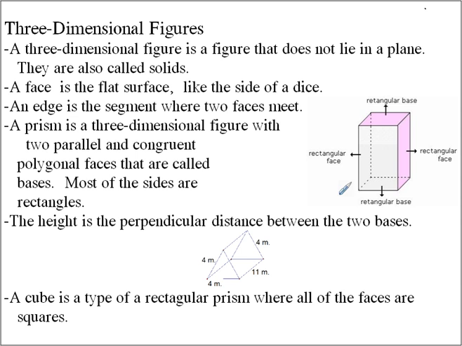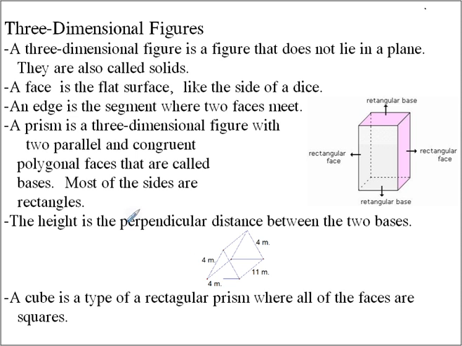A prism is a three-dimensional figure with two parallel and congruent polygonal faces that are called bases. So we got a base up here, a base down here, and they're parallel. The height is the perpendicular distance between those two bases, so the straight up and down distance. So the height would be here from here to here. In this case here, the height from this triangular base to this triangular base is going to be 11.